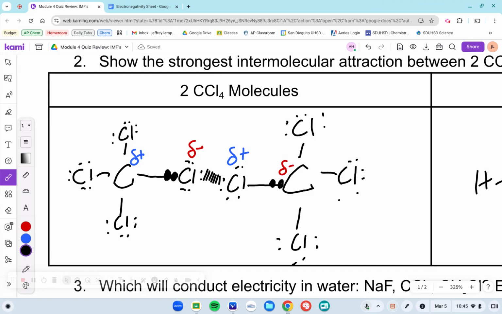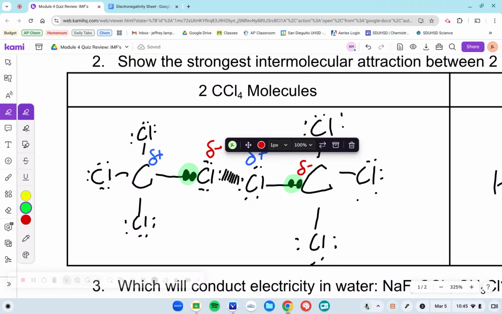Now notice that my negative and positive are different in both molecules, and that's fine. In a London dispersion force, all that matters is that you show those electrons and where they move within the bond to cause that negative and positive.